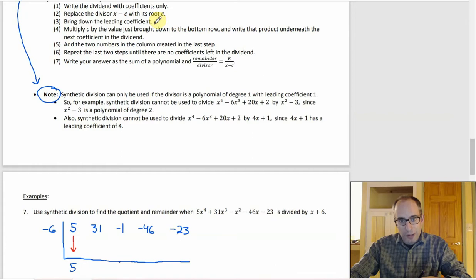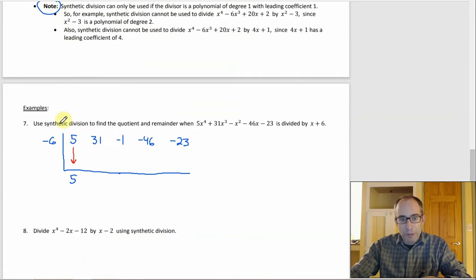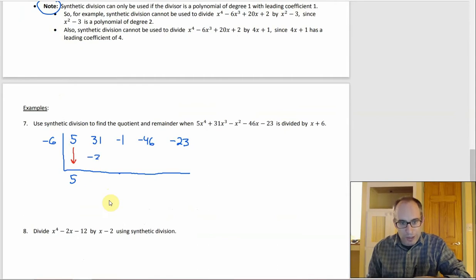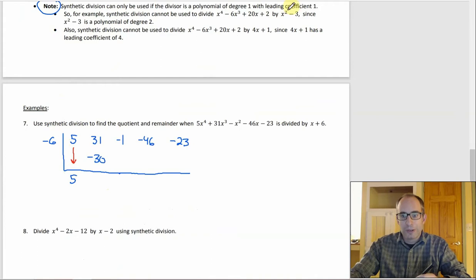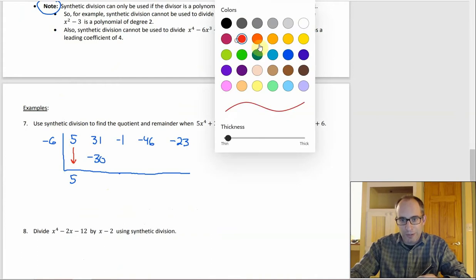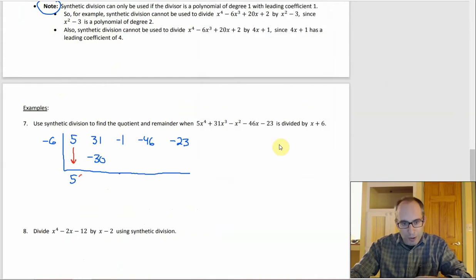Then this would be step 4: you multiply this negative 6 out here by 5 and put the result right there. So negative 6 times 5 is negative 30, and that's where it goes, right? Basically, I can draw another red arrow. You're going like that, right? So it's negative 6 times 5 ends up there, negative 30.